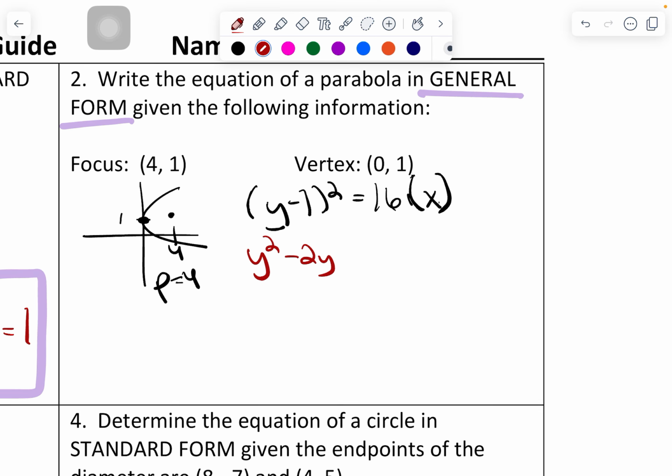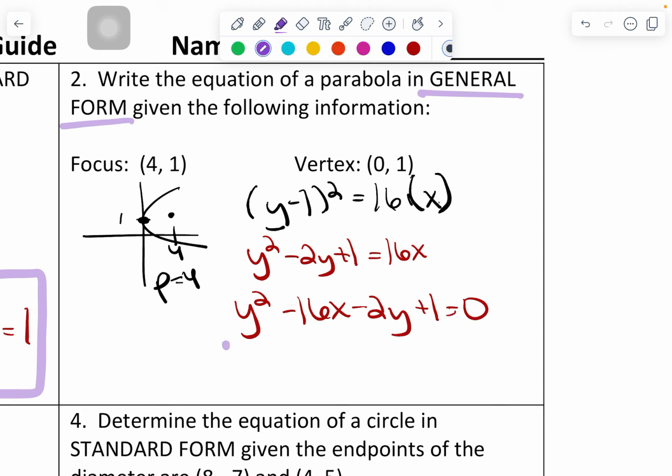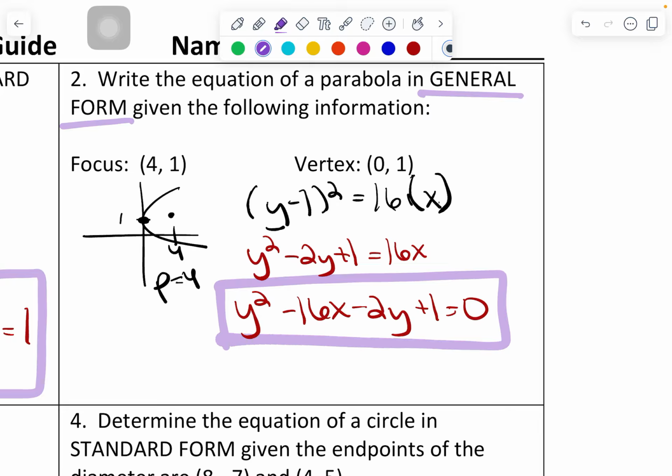So y squared minus 2y plus 1 is equal to 16x. y squared minus 16x minus 2y plus 1 is equal to 0. That is the general form. So remember, general form for circles and parabolas, you multiply it out and put it in alphabetical descending order.